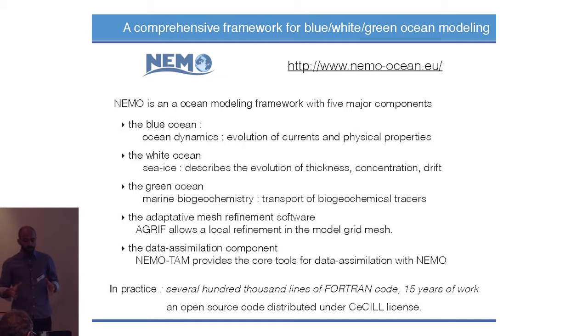There's also the white ocean. It's the component that describes the evolution of sea ice. That is, from our perspective, clearly one component of the ocean as a component of the global climate system. So this white ocean describes the evolution of the thickness, of the concentration, of the drift of sea ice.